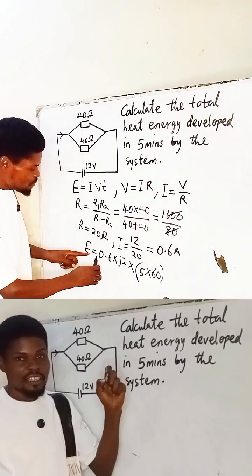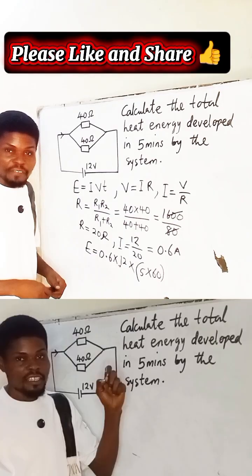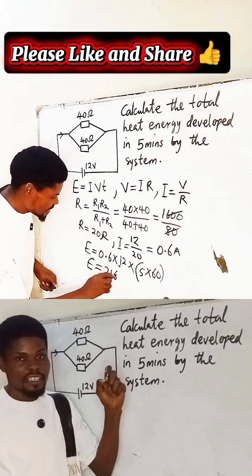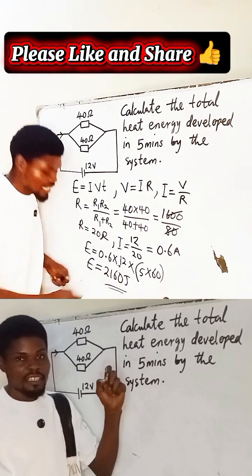All right. So by the time you multiply this and this, you have that your total energy is equal to 2160 joules. And that is the final answer.